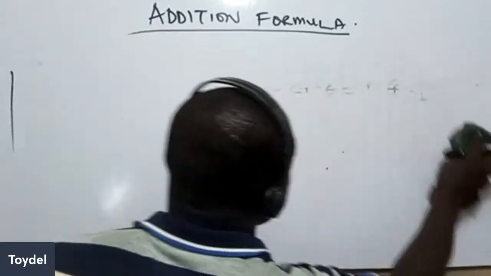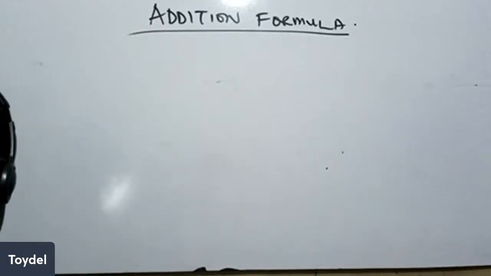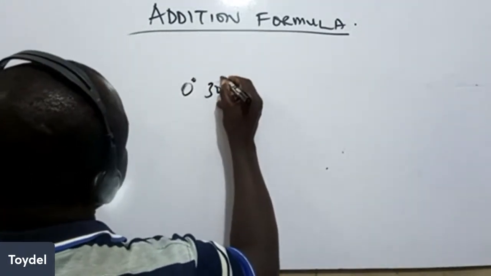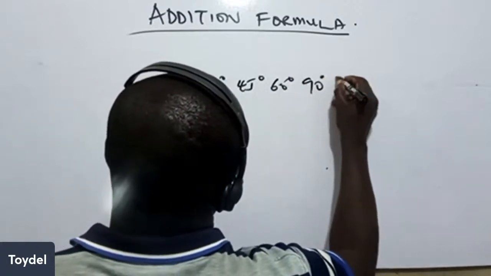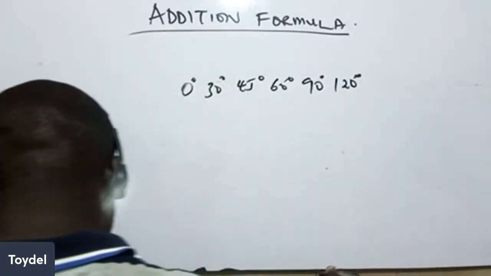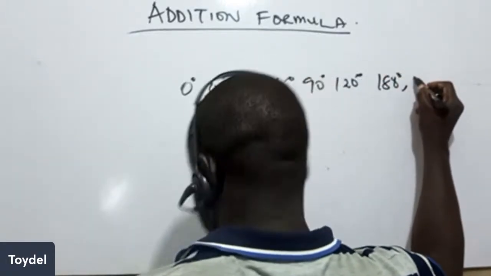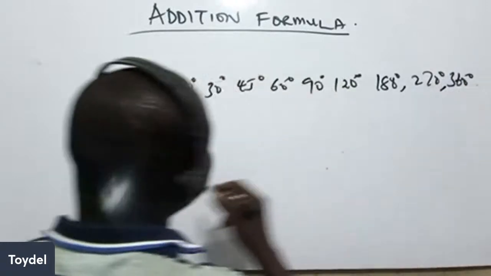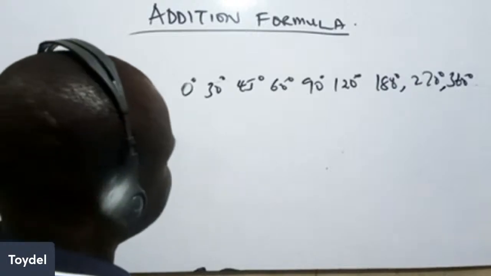In our last class also, I said we should go and revise the special angles. We have a table for special angles, like angles 0 degrees, 30, 45, 60, 90, 120, 180, 270, 360 degrees. These are special angles. They have their values.